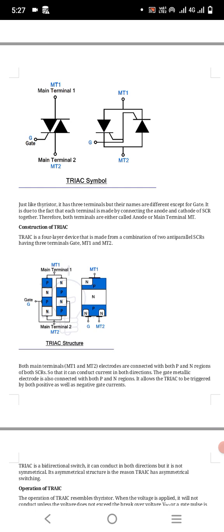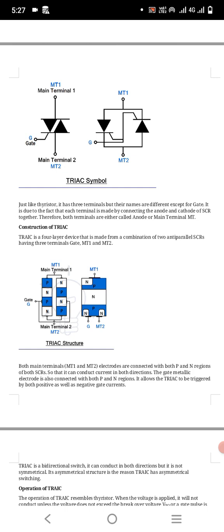Just like thyristor, it has three terminals, but their names are different except for gate. It is due to the fact that each terminal is made by connecting the anode and cathode of SCR together. Therefore, both terminals are called main terminal, or MT.